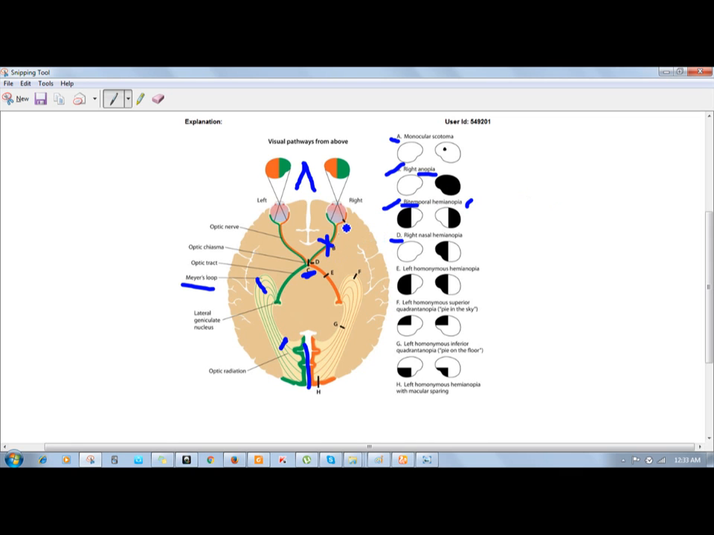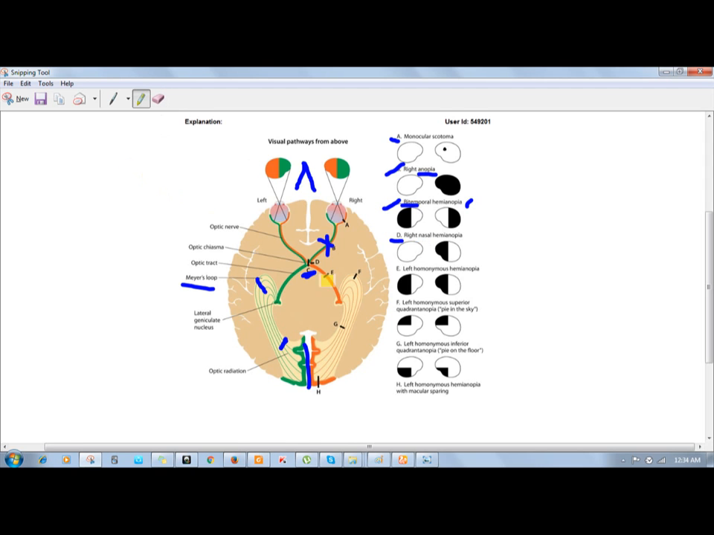As you can see here, on the right side, these brick red fibers are the temporal fibers from the right eye, and they carry information from the nasal visual field of the same side. If you damage these temporal fibers, you will have loss of your nasal field. That is why we have something called right nasal hemianopia. Hemianopia means that you cannot see on that specific half of the visual field. That's why it is hemianopia.